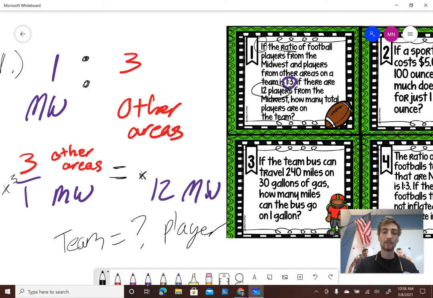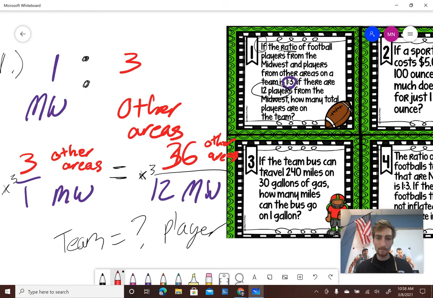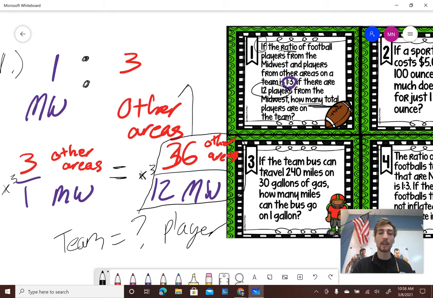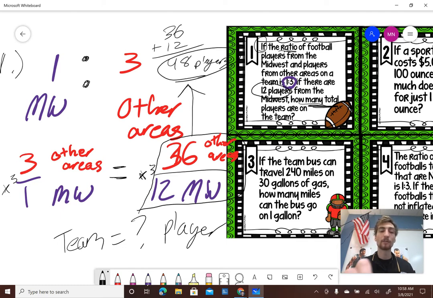So I'm going to do the same thing here. Knowing that there's 12 players from the Midwest, I'm going to multiply it by 3 to know that there are 36 players from other areas. Well, that's my answer, isn't it? Is that what it's asking? Well, let's take a look. How many total players are on the team? All right. Well, we know that there's 12 players from the Midwest and 36 players from the other team. So I'm going to have to add those 2 numbers together, 36 plus 12, to get the total number of players on the team. That gives me 48. So for question number 1, my answer would be 48 players.